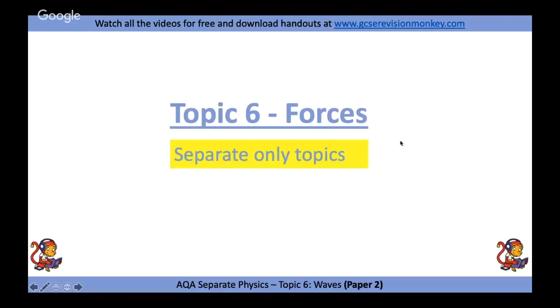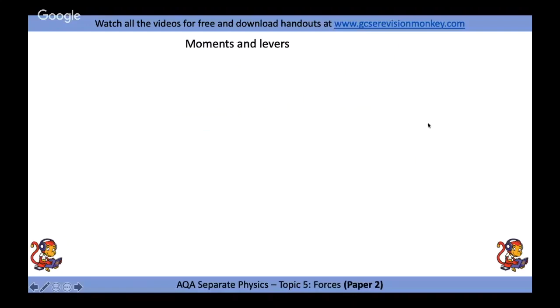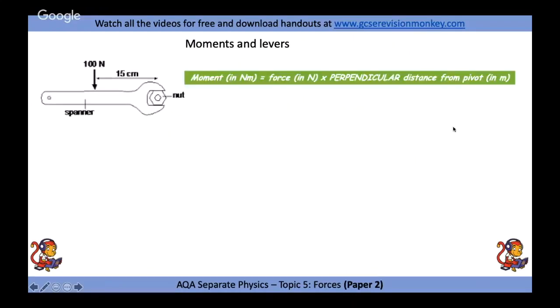Rest of the topic then, forces. So moments and levers. What are they all about? They're force multipliers that basically let you increase a force without actually having to use a bigger force. And how they do that is you increase the distance between where you're applying the force and where the force is needed. So what I mean is the moment, the turning effect of a force, is equal to the force I'm applying times the perpendicular distance from the pivot.